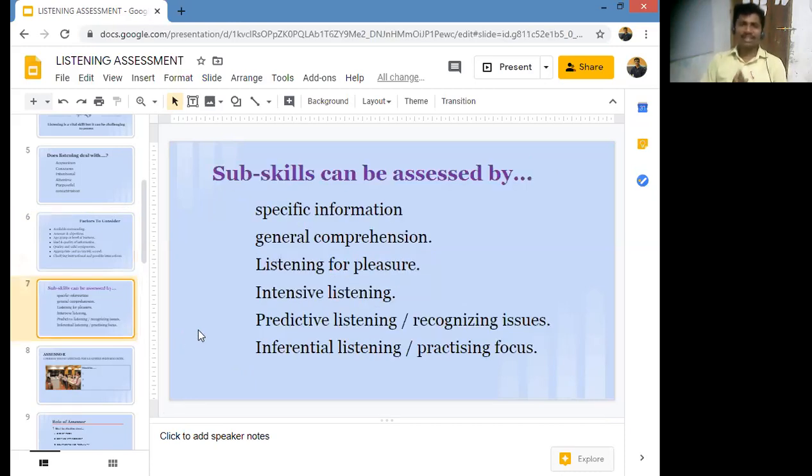Now, the sub skills can be assessed by. What are the sub skills of language? The listening skill can be assessed by giving them some specific information. We can ask them for general comprehension, listening for pleasure, intensive listening, listening for predictions, or recognizing the issues, or for the practicing focus too.